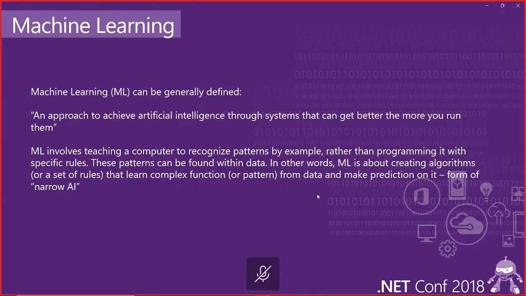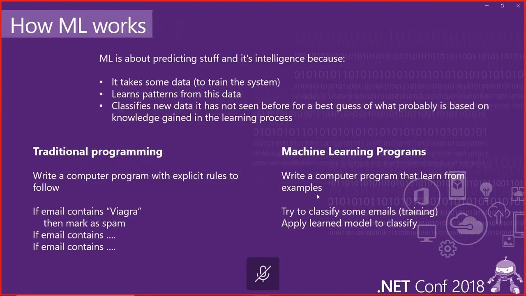No, machine learning is something different. We teach it to recognize a pattern, and this pattern can be found within data. It is basically creating algorithms that can learn complex functions from data and make predictions out of them. As we said, machine learning is predicting stuff, and it's intelligent because it takes some data to train the system, learns patterns from this data, and then classifies new data it has never seen before. The result is given to us as a best guess of probability.